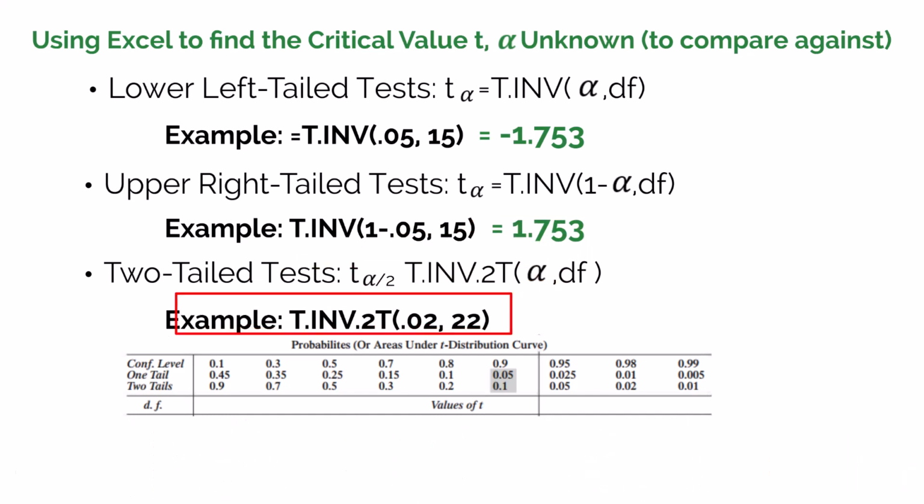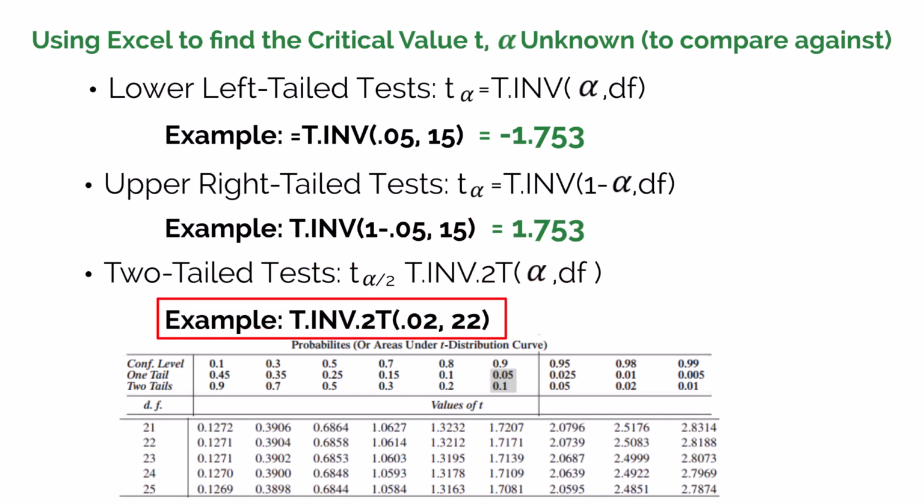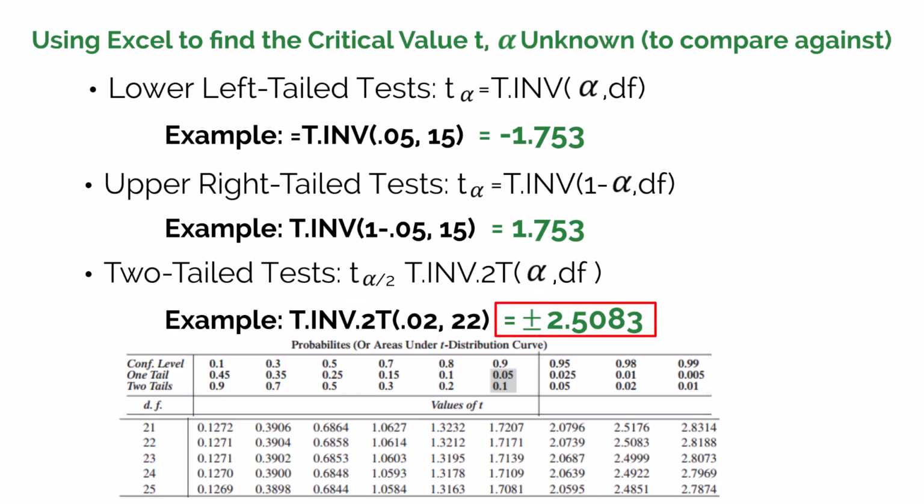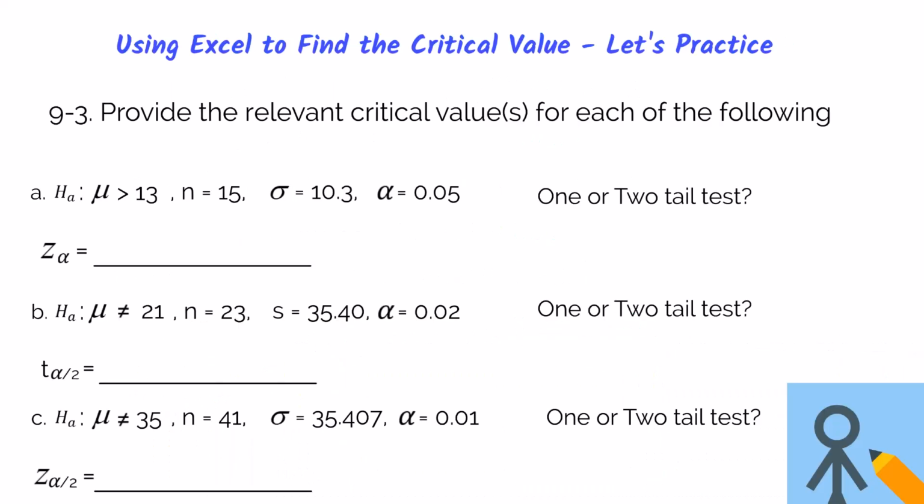Finally, for a two-tailed test, we will use equals T.INV.2T and an alpha of 0.02 and a degrees of freedom of 22. It is important to note here, since the function is specific to a two-tailed test, you do not divide alpha by 2 like we did with the z critical value. And we get a plus or minus 2.5083.